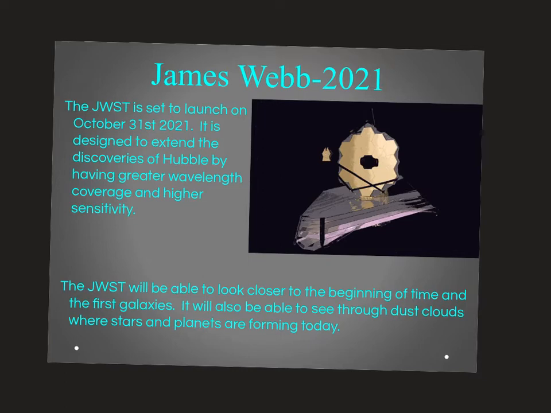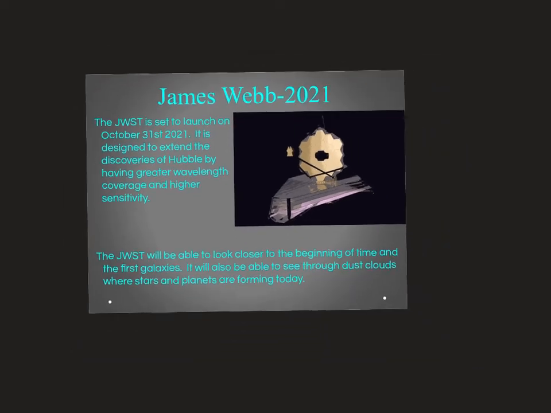You're going to be able to observe highly energetic objects. You're going to be able to observe things that are cooler, right? That might not give off visible light, but nonetheless give off things like radio waves if they spin and have magnetic fields. The JWST will be able to look closer to the beginning of time and the first galaxies. It will be able to see through dust clouds where stars and planets are forming today. Those are like the stellar nurseries.